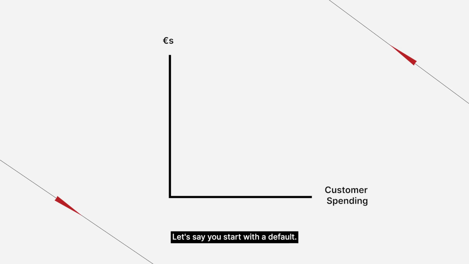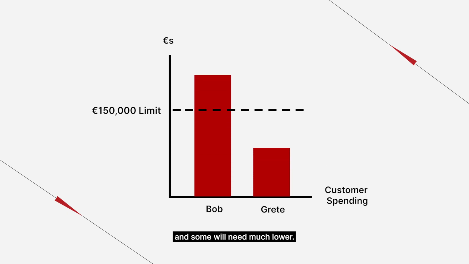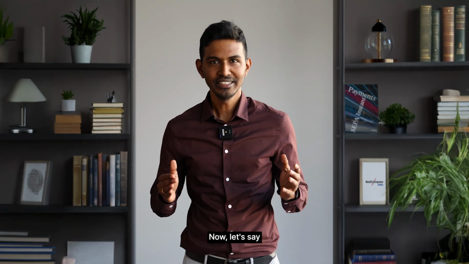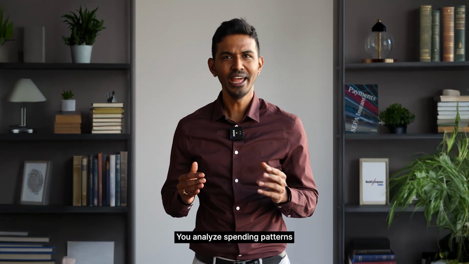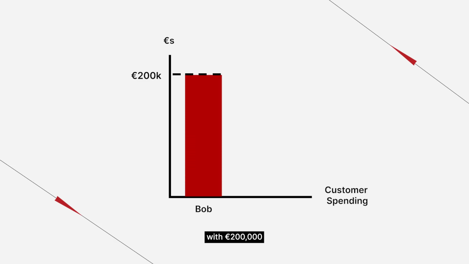Let's say you start with a default, a flat cap of 150,000 for everyone, even though you know many will want a higher limit and some will need much lower. Are you providing the best possible experience for your customers? Now, let's say instead you dig into your data, you analyze spending patterns across customers. You find Bob will be happier with a 200,000 limit and Grid will do fine with 100,000.